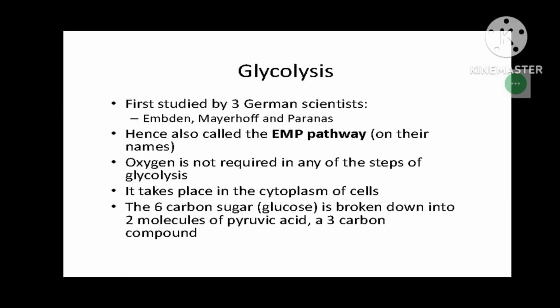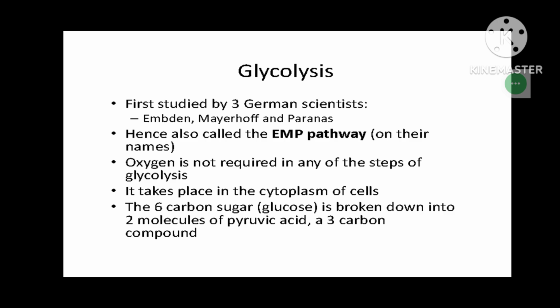Glycolysis is a process where glucose is broken down into two molecules of pyruvate. Glucose is 6 carbon. It breaks down into 3 carbon pyruvate molecules. It is also known as the EMP pathway, and oxygen is not required for this process. Glycolysis takes place in the cytoplasm of the cell.